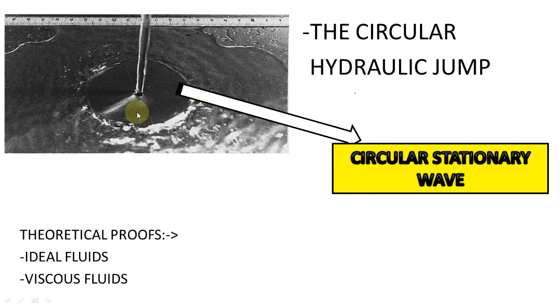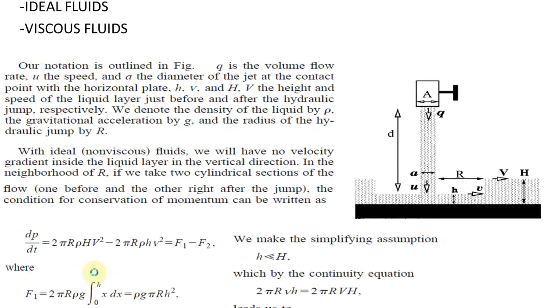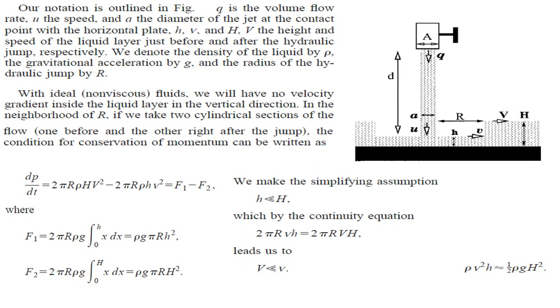There is a thin layer of water in this region, then an abrupt rise, thin layer, abrupt rise, in all the radial directions. So there is a circular stationary wave formed here. Theoretical proofs exist for ideal fluids and also for viscous fluids. So this is another type of proof. You can just study it. I have provided it here.